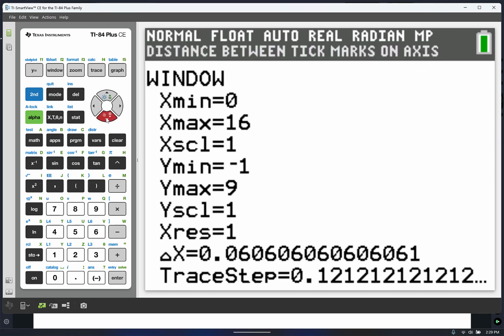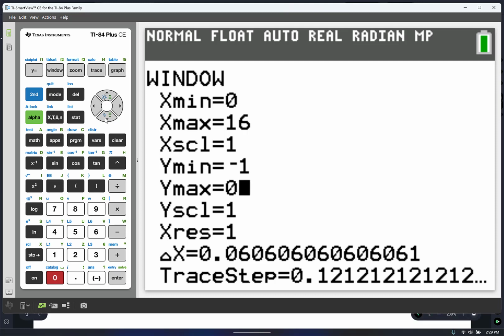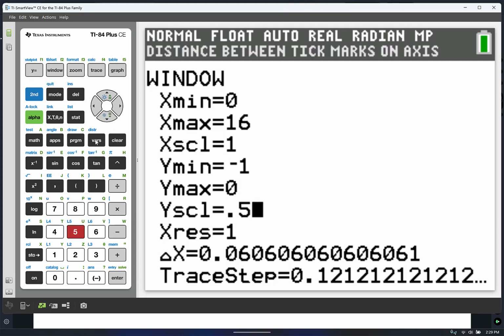X scale by 1, sure, that's fine. Y min, I'm going to put negative 1. Y max, I'm going to put 0 because I'm looking for where it's negative 0.3. Y scale, doesn't matter, if you want to go by 0.5, put 0.5. I'm going to push graph.